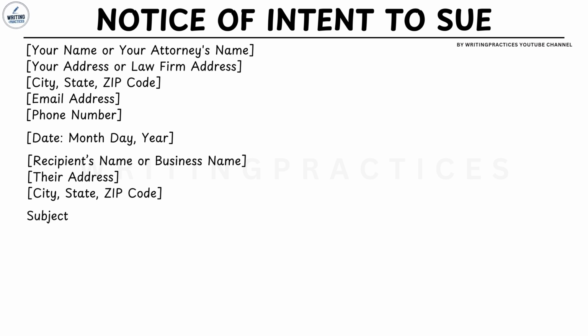Subject line. The subject line is straightforward and to the point. For example, subject: notice of intent to sue. This makes it immediately clear what the letter is about. There's no room for ambiguity here. You want the recipient to understand the seriousness of the situation right away.